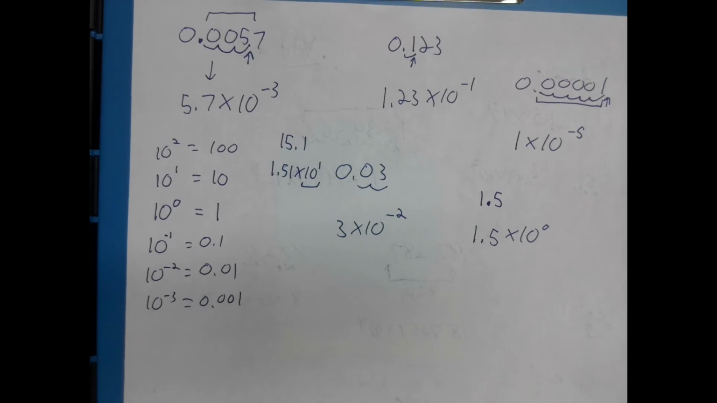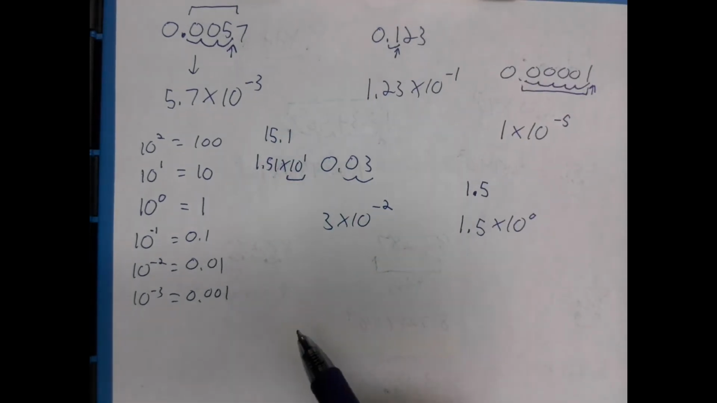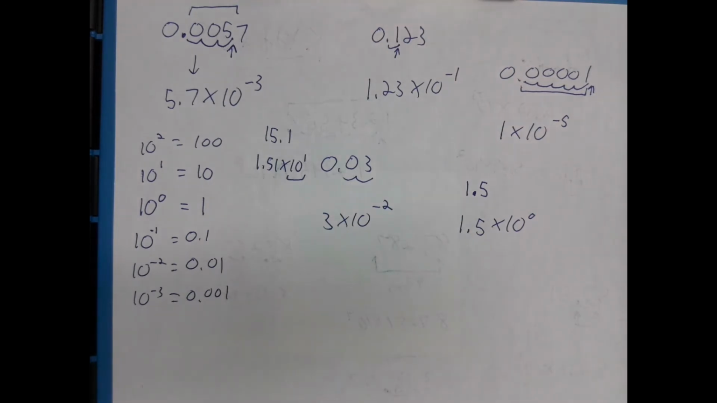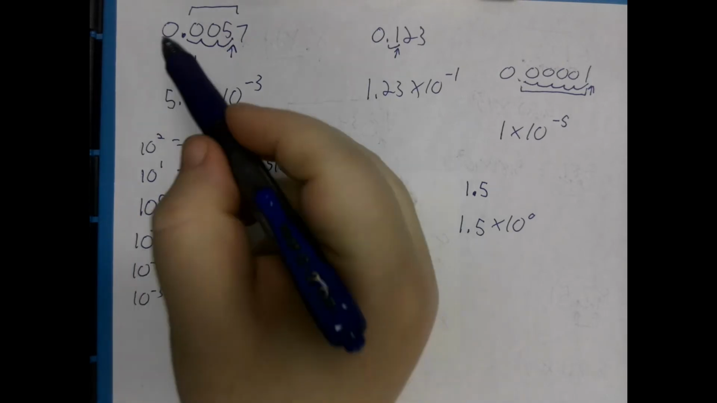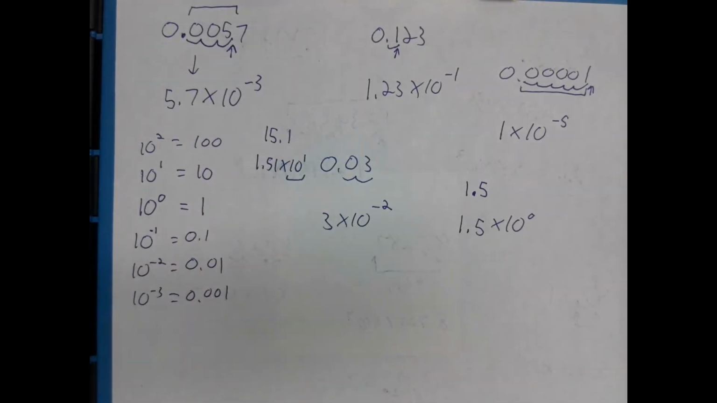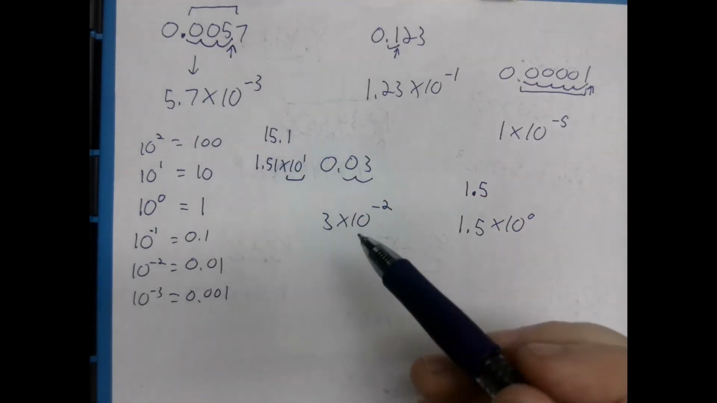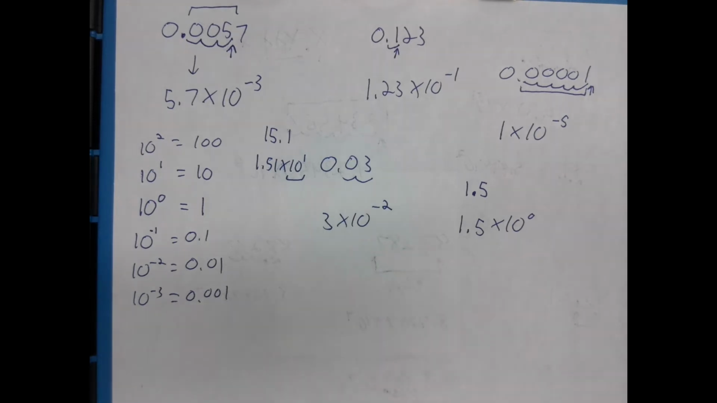Alright. Y'all good on how to convert from a number to scientific notation? It's very simple. All you have to do is count the digits where you want to move it, the number of places you moved it. It's either going to be positive if it's a number greater than 1, or negative if it's a number less than 1.